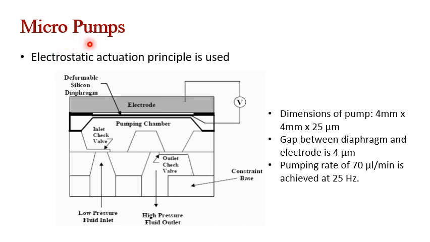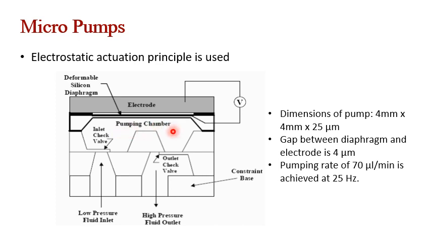The micro pump is another actuator. Here the actuation principle is based on electrostatic forces. So this figure shows a schematic diagram of a micro pump. So you have a deformable silicon diaphragm which acts as one electrode of a capacitor, and there is another top electrode, and across these two electrodes an external voltage is applied. And when a voltage is applied, the diaphragm tends to move upwards towards the top electrode. As the diaphragm moves upwards, it leads to an increase in the volume of the pumping chamber.